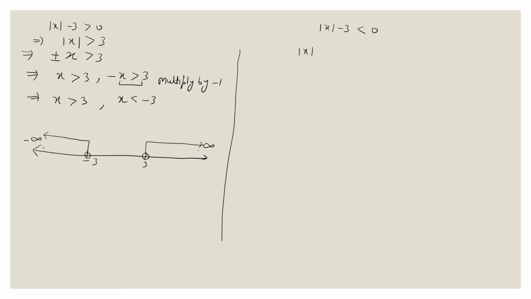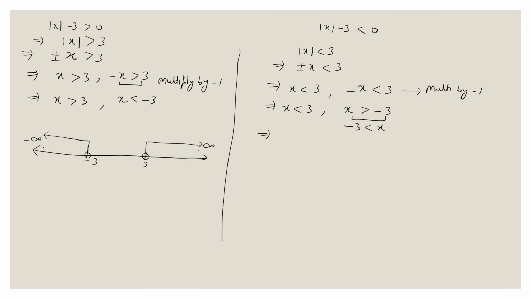So here mod of x is less than 3 implies plus minus x is less than 3 implies x is less than 3 and minus x less than 3, implies x is less than 3 and x is greater than minus 3. Again, what happened? We multiplied this by minus 1 to make x positive. So this can also be written as minus 3 is less than x. So both results can be combined together. Minus 3 is less than x and x less than 3. So we can write it as x lies between minus 3 and 3. That is, x belongs to open interval minus 3, 3.